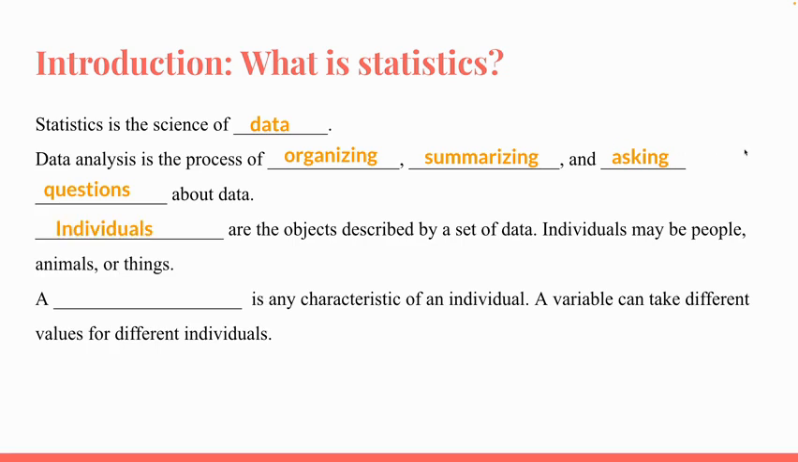Individuals are objects described by a set of data. Individuals may be people, animals, or things. A variable is any characteristic of an individual. A variable can take on different values for different individuals. So you may have one variable, you may have two variables, you may have multiple variables.